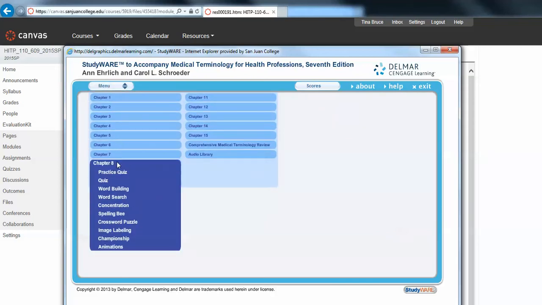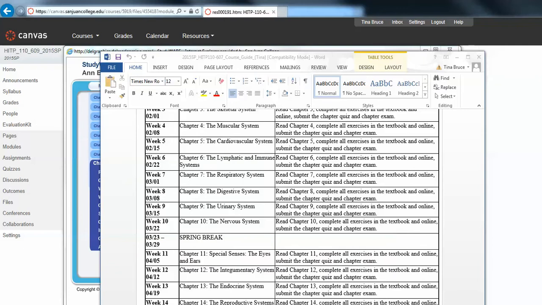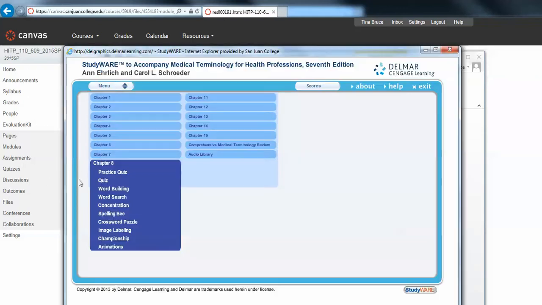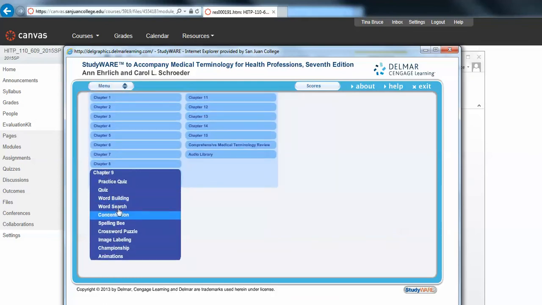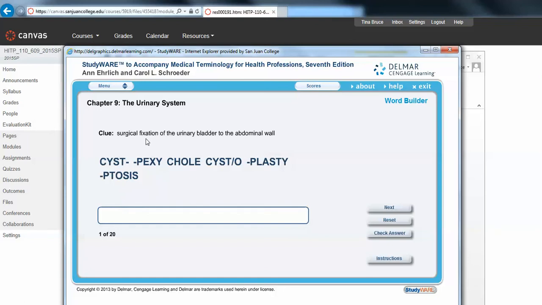We're on Chapter 9. Yes, let's go back. Let me go back and see. Yes, the urinary system. So you would want to come to the corresponding chapter here and select Chapter 9, word building. Surgical fixation of the urinary bladder to the abdominal wall. Cysto, pexy.